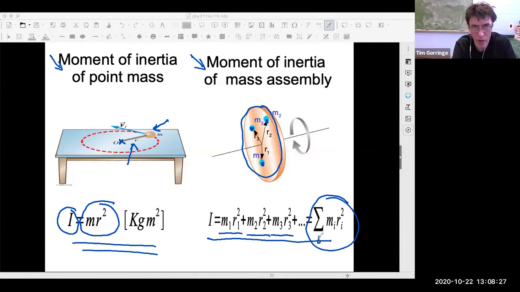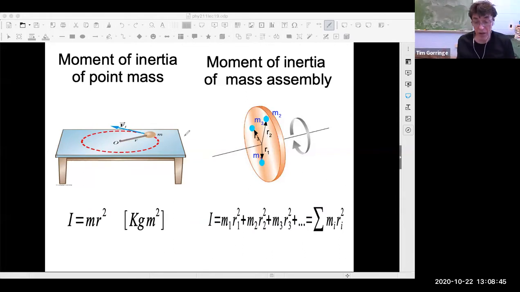I would go like 1, 2, 3, 4, 5, and I'm just counting up the mr squares of the first little mass, the second little mass, the third, the fourth, the fifth, and so on. And so those are two handy formulas for calculating moments of inertia.